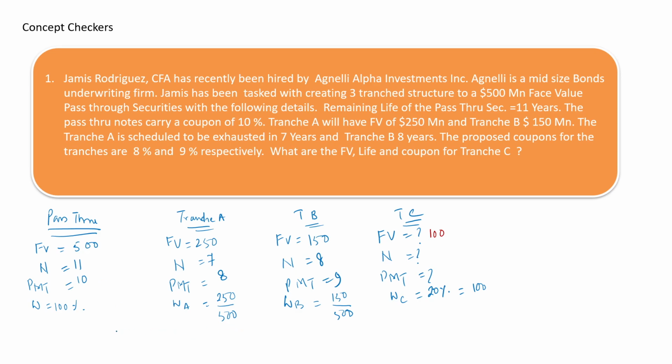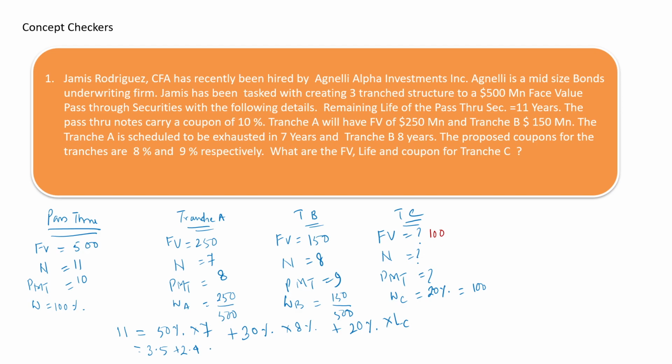So typically we could say that 11, that is the whole life of the security, is equal to 50%, because that's the weight of tranche A. Tranche A's life has been set for 7 years, so it's 50% of 7 years plus 30% of 8 years, plus this, obviously we know this is 20% of the total face value, and the life of tranche C. So if you solve the math, let's just do the math, it's pretty simple. This is 3.5 plus 2.4.